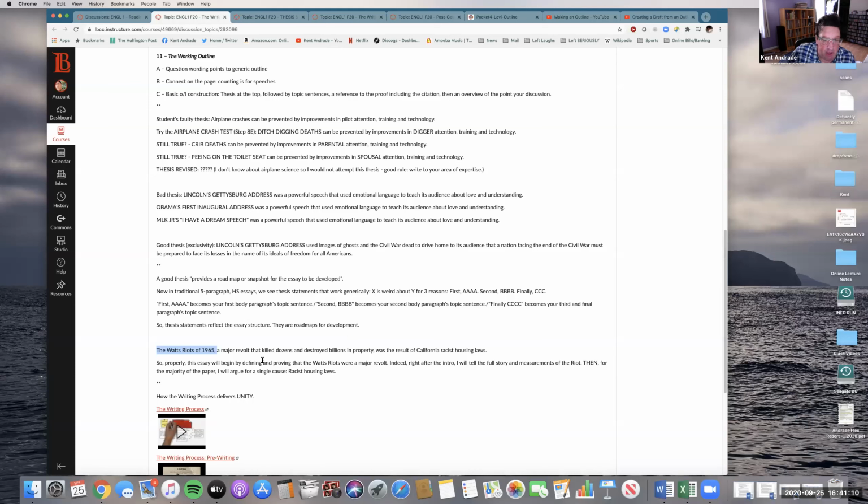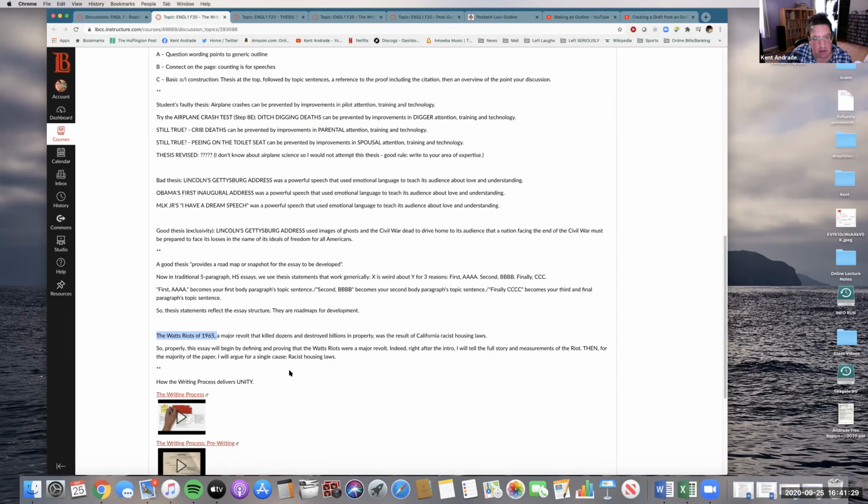So this essay will begin by defining and proving that the Watts riots were a major revolt. Indeed, right after the intro, or maybe even in the intro, I will tell the full story and measurement of the riot. Then, for the majority of the paper, I will argue for a single cause: California's racist housing laws. This is how we do this.